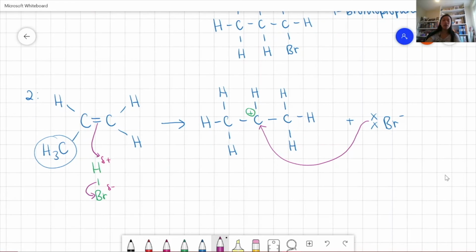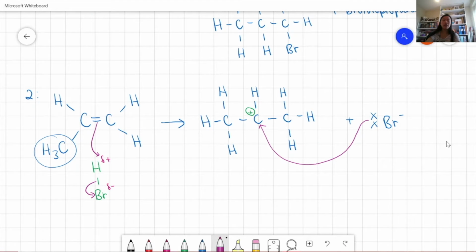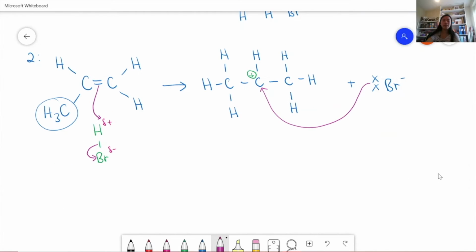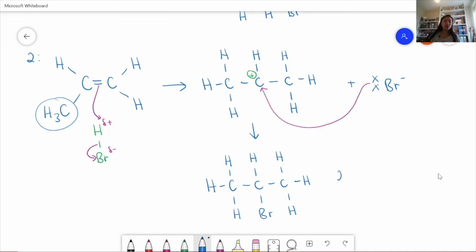And so we form another type of bromopropane. So we have CH3, CH, but this time we have the Br on this carbon, and then CH3. And this is 2-bromopropane because the bromine is on the second carbon.